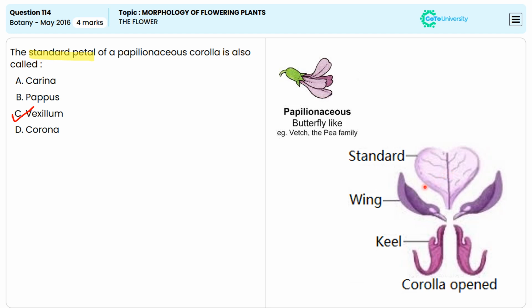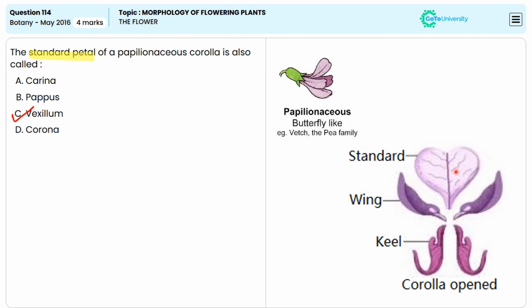plants of Fabaceae, which is the legumes family, and it is the largest and uppermost petal that resembles a banner or a flag. Now, they do have the carina, which is the keel, or the two lower fused petals that form a boat-shaped structure, and also wings, that is two lateral petals that are positioned on each side of the keel.